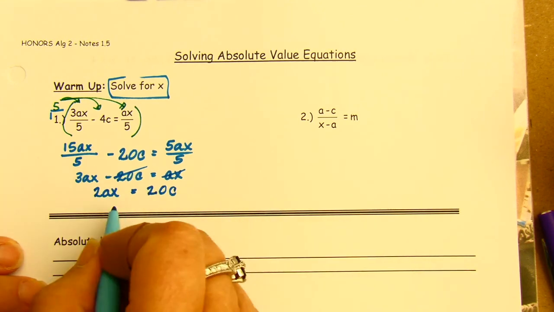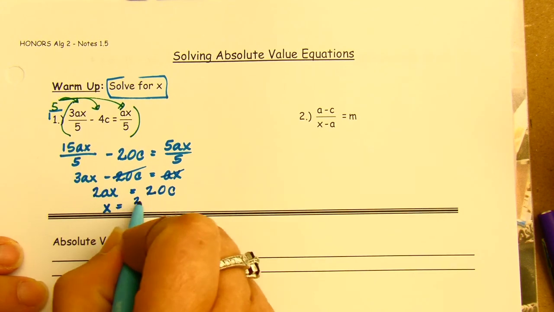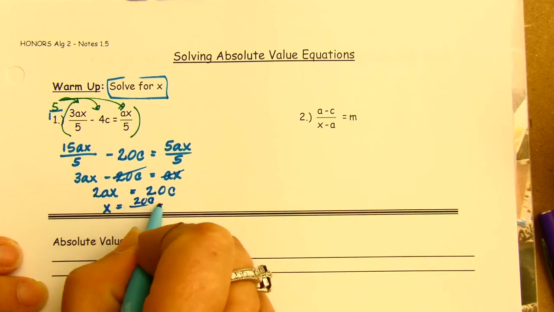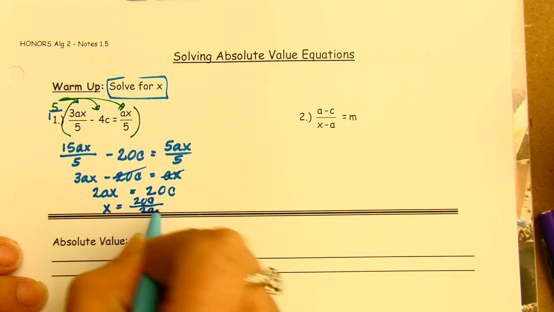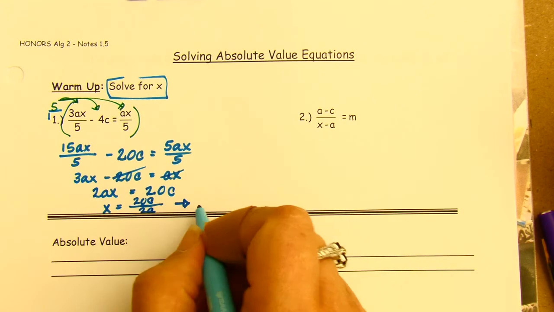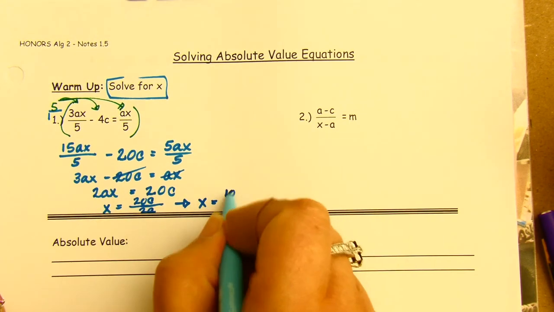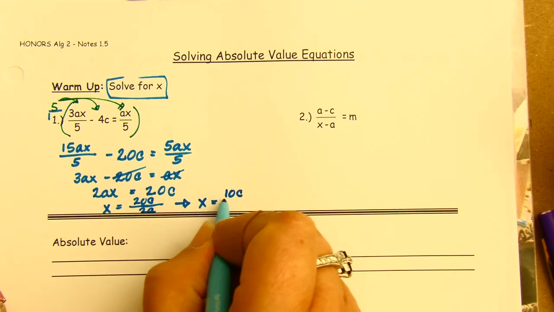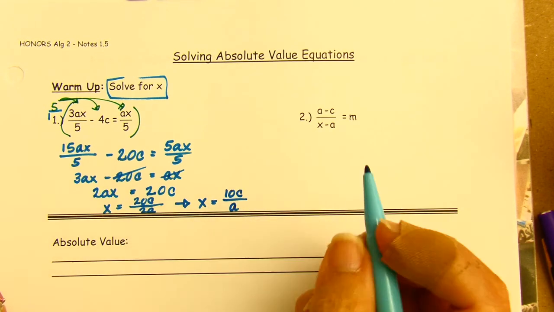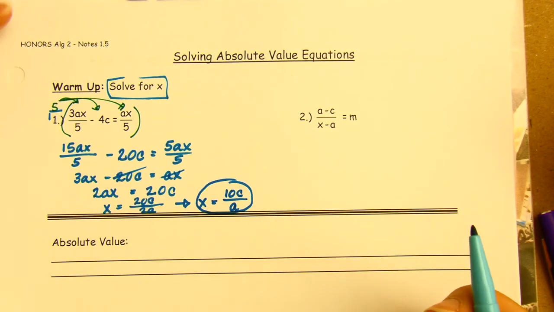Now I'm going to divide by 2a. So x equals 20c divided by 2a, which can be simplified because 20 and 2 are even. So x here equals 2 goes into 20 10 times, it stays up top, and then the a, of course, has to stay in the bottom. So I've got this goofy looking fraction, 10c divided by a.